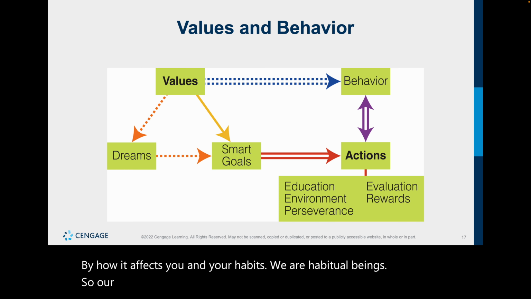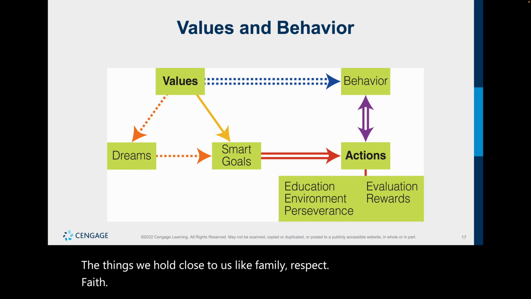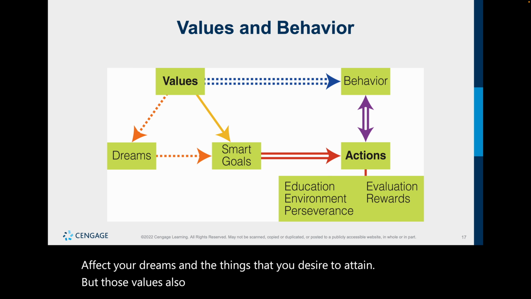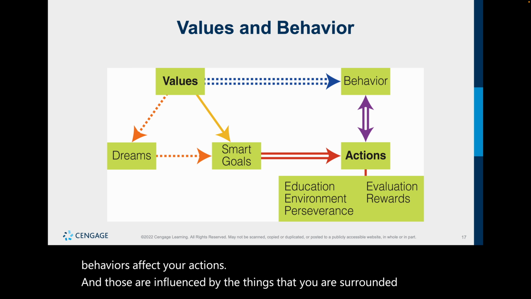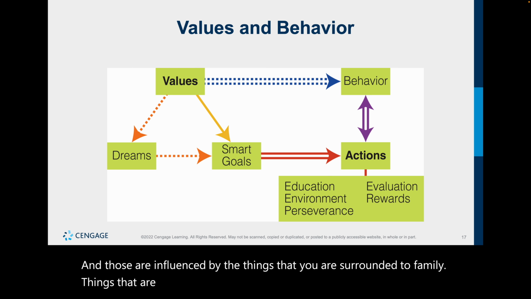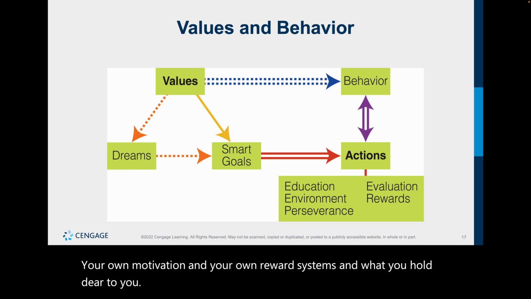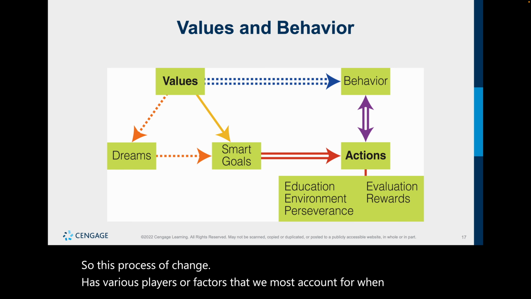So our values, the things we hold close to us, like family, respect, faith, your values affect your dreams and the things that you desire to attain. But those values also have an influence on your behaviors, and your behaviors affect your actions, and those are influenced by the things that you are surrounded by: family, things that are valued within your close circle, your own motivation and your own reward systems and what you hold dear to you. So this process of change has various players or factors that we must account for when we are thinking about creating behavior change.